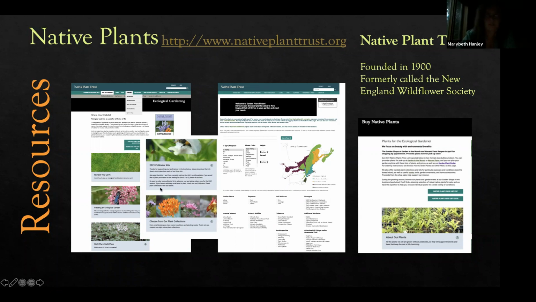And if you go on their website, they have all kinds of information. You'll see this page in the middle. It has all these different parameters. You can decide what color flower, how high you want the plant, what kind of sun situation you have, what kind of soil, where you are, and it will give you a list of native plants that might be good for your particular situation. And like I said, you can buy plants from them as well.